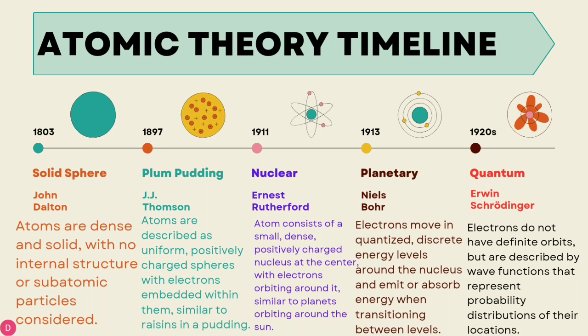Model number 2, 1897, plum pudding model. This model was presented by Sir J. J. Thomson. According to this model, atoms are described as uniform, positively charged spheres with electrons embedded within them, similar to raisins in a pudding.